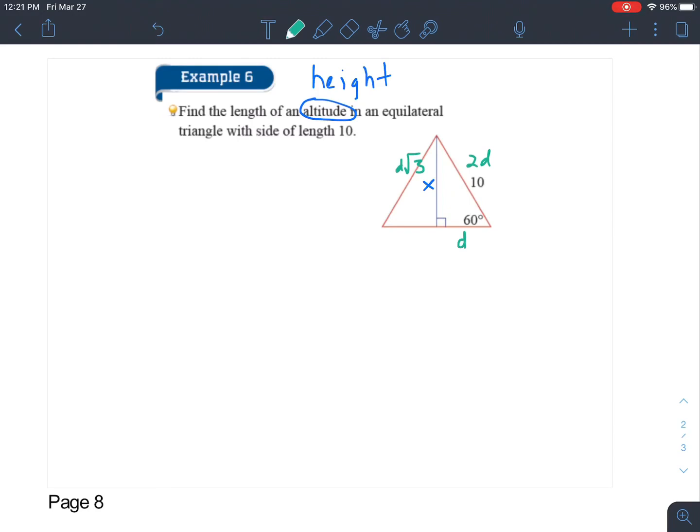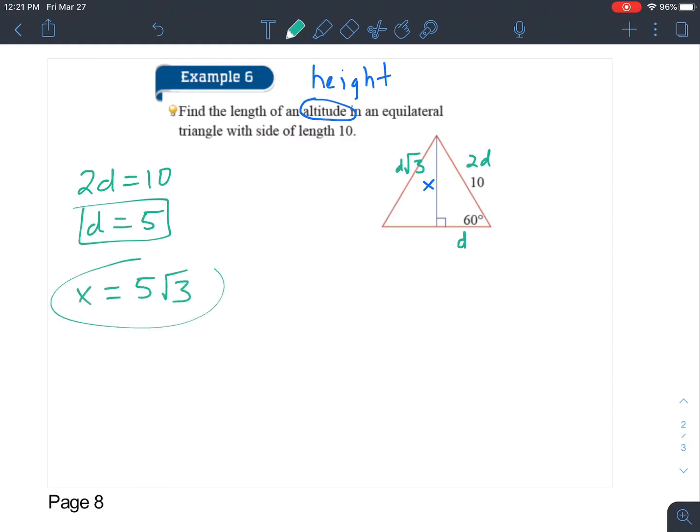So in this case, we know that 10 is going to be equal to 2d. So if we divide both of those by 2, d has to be 5. And then to get our altitude, it's just d times the square root of 3. So therefore, our x will be equal to 5 root 3. And that's all we had to do there.